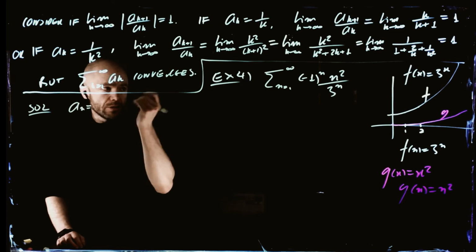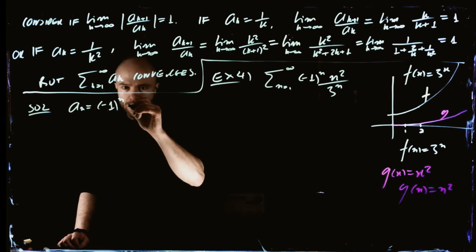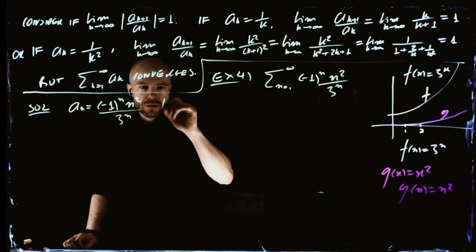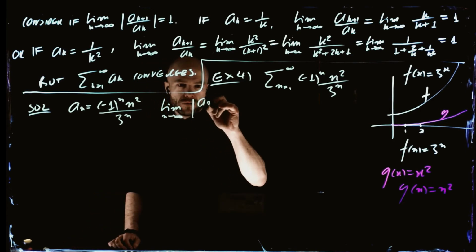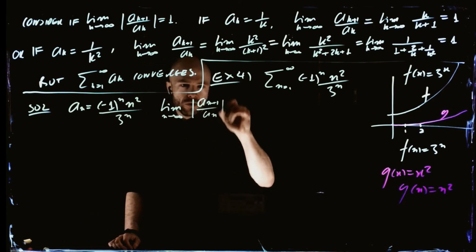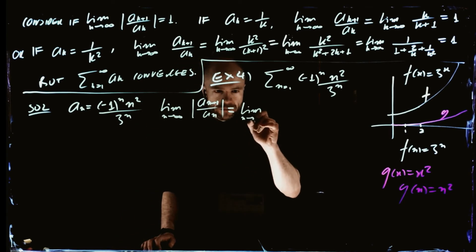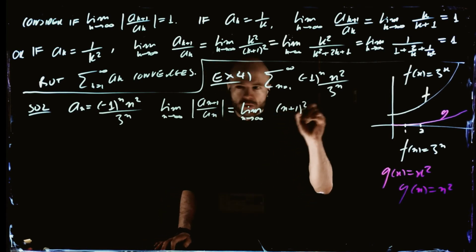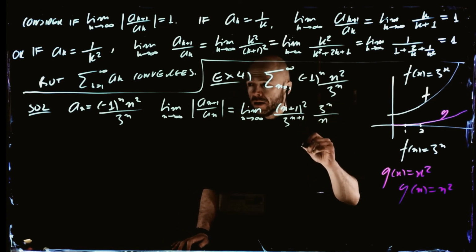Let's do this slowly so that we check we're doing everything right. So we write out our terms a_n like this. And then we just take this limit as n goes to infinity of the absolute value of a_{n+1} over a_n. The minuses now vanish. We don't care at all about it. And then we're going to have (n+1) squared over 3 to the n+1, and then we're going to have 3 to the n over n squared like this.